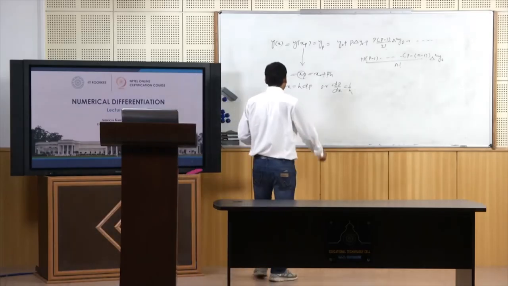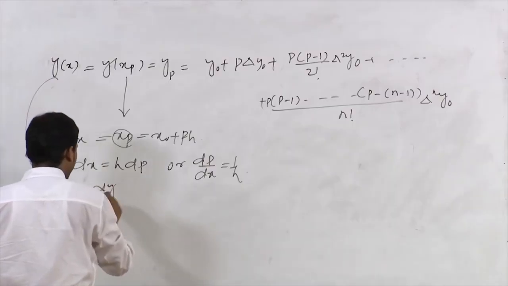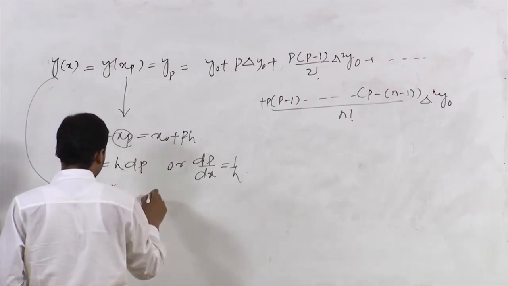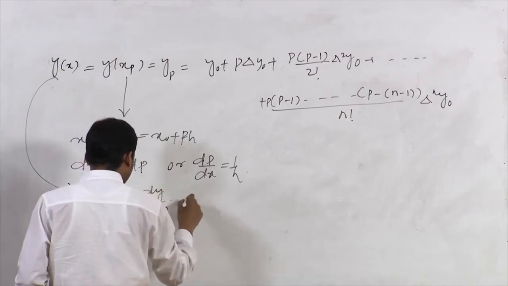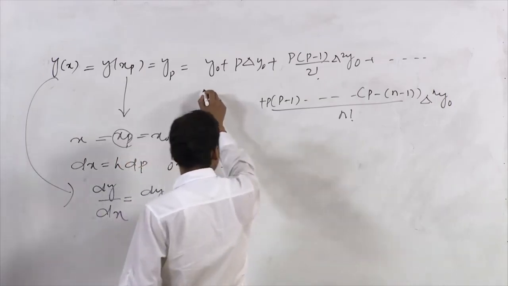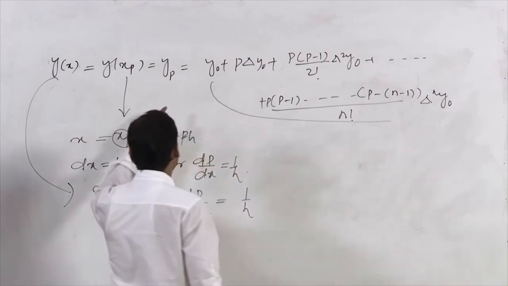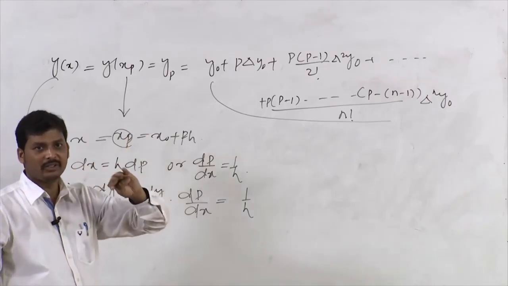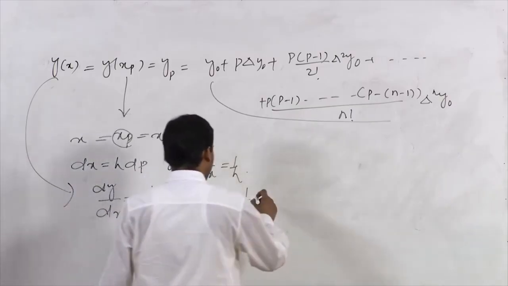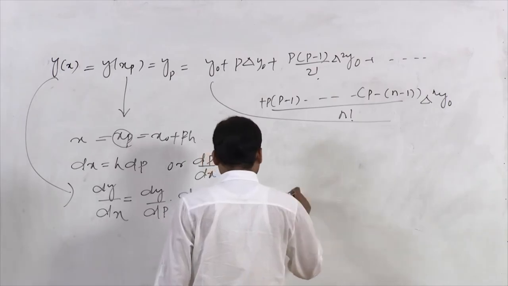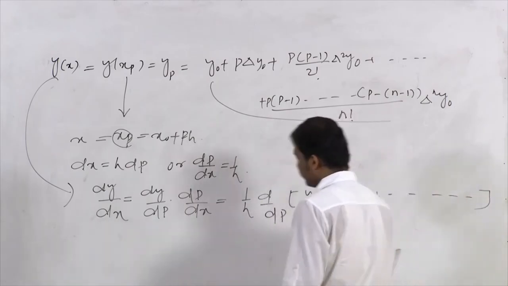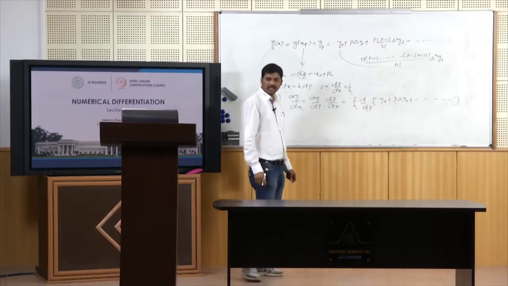So if we write the differentiation for this polynomial, dy/dx, the first differentiation of y with respect to x, we can write dy/dp times dp/dx, which is 1/h. Since this function is a variable of p, it is easy to differentiate it with respect to p. So we can write d/dp of (y0 + p Δy0 + all these terms).